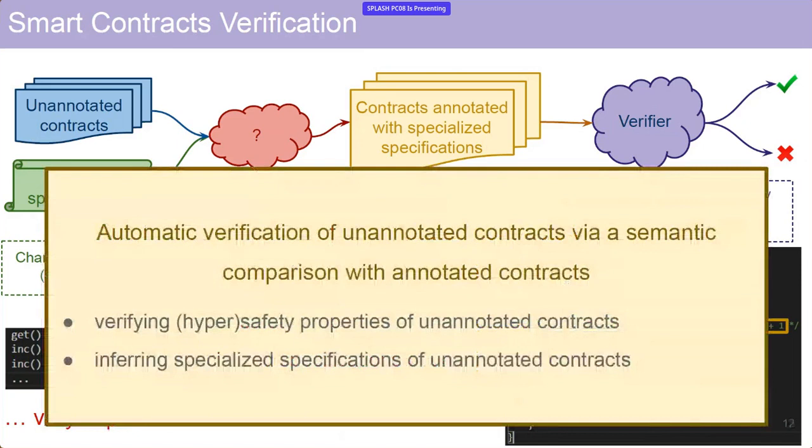So our goal here is the automatic verification of unannotated contracts via semantic comparison with annotated contracts. This will allow us to verify safety and hyper safety of the unannotated contract, and to infer the specialized specification of this unannotated contract by doing semantic comparison with the annotated ones.